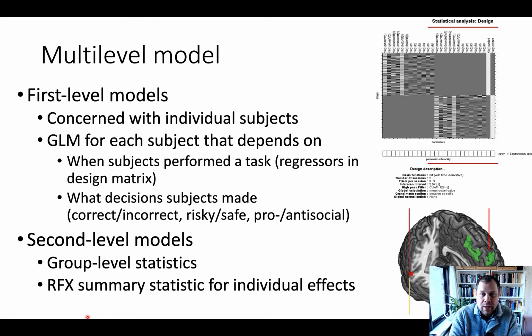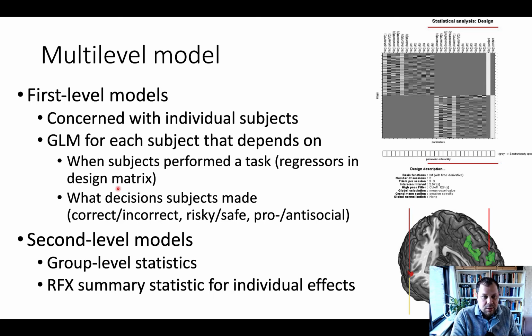The standard way in which fMRI analyses are conducted is via multi-level models. And what this means is that we have 2 levels. We have a first level model and we have a second level model. The first level model provides us with statistics for each individual. So this is basically saying that we're concerned with individual subjects, whereas the second level model then is our group level model. It gives us the type of group level statistic that we're commonly interested in as our final output of the statistical analyses.